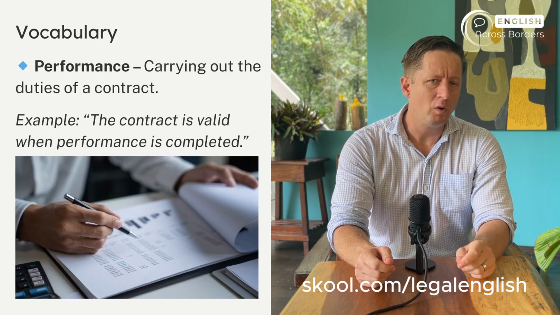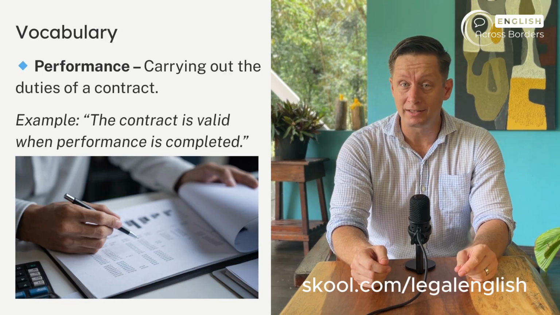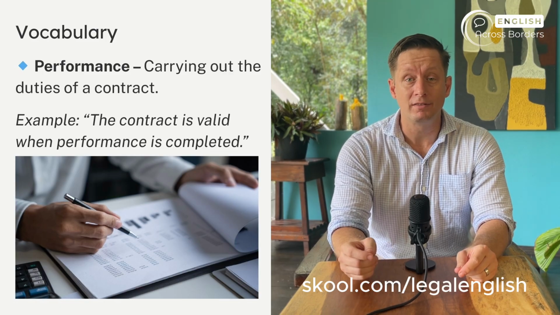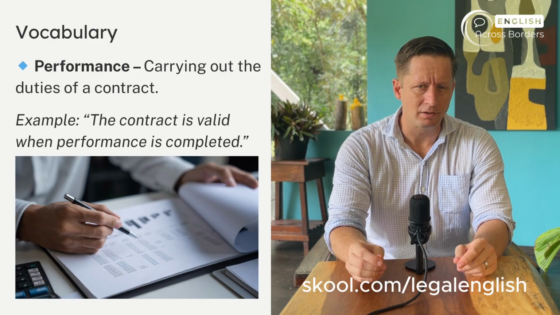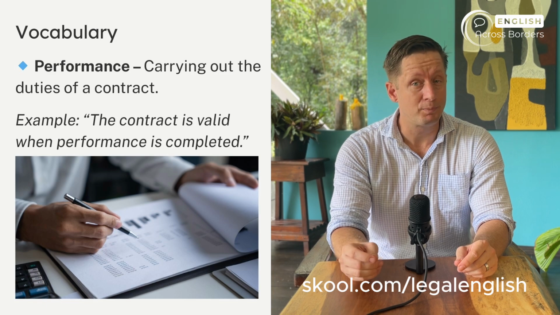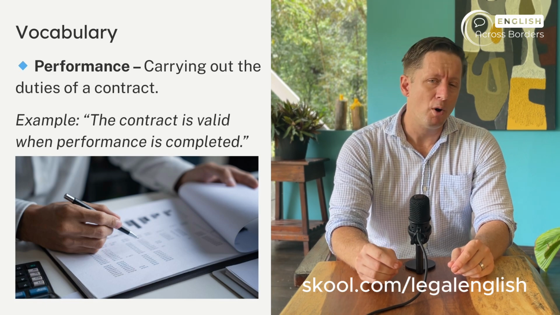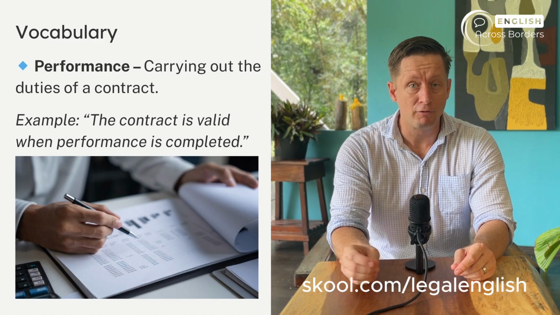Performance means doing what the contract says. For example, the contract is valid when performance is completed. Let's imagine a construction contract. The builder must finish the house. The client must pay for the work. When both sides do what is required, the contract is performed.